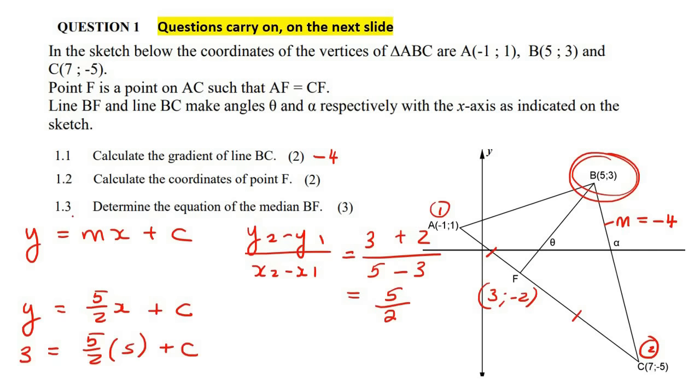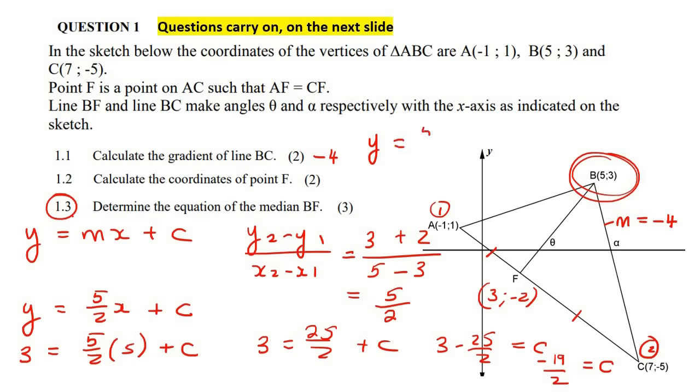Now, we're just going to say 3 is equal to, if you type it in the calculator, 25 over 2 plus c. Take this 25 over 2 to the left. So you end up with that. And so c would end up being negative 19 over 2. So the final answer for that question will be y is equal to 5 over 2x take away 19 over 2.